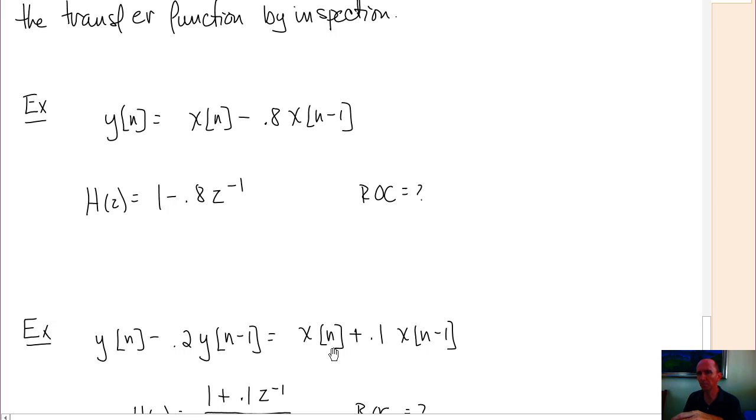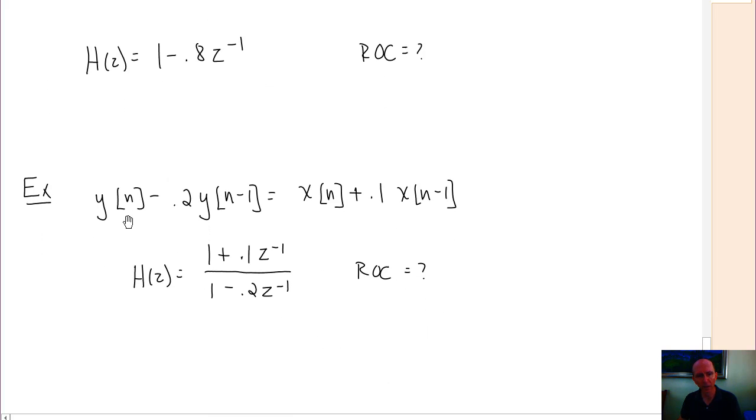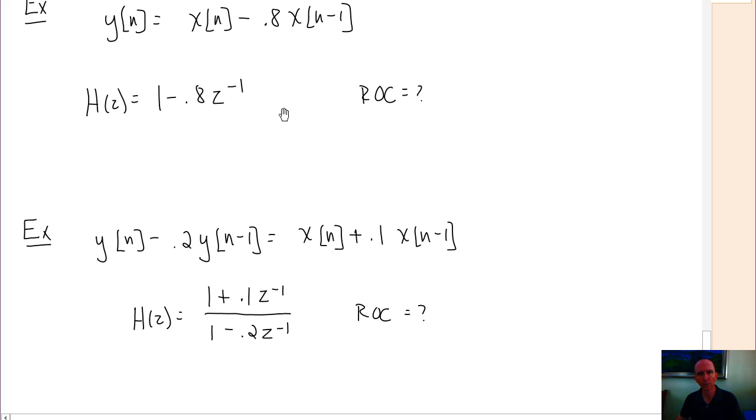Now, for this one down here, again, pause the video, find the transfer function, and then let's go on. In this case, the coefficients of the y's are 1 and minus 0.2, so it would be 1 minus 0.2 z to the minus 1. And the coefficients of the x's are 1, and here we have plus 0.1 and a shift of 1. So in other words, we can go directly from our difference equation to a transfer function. We could also go in the other direction. If we knew the transfer function, we could go directly to a difference equation also.